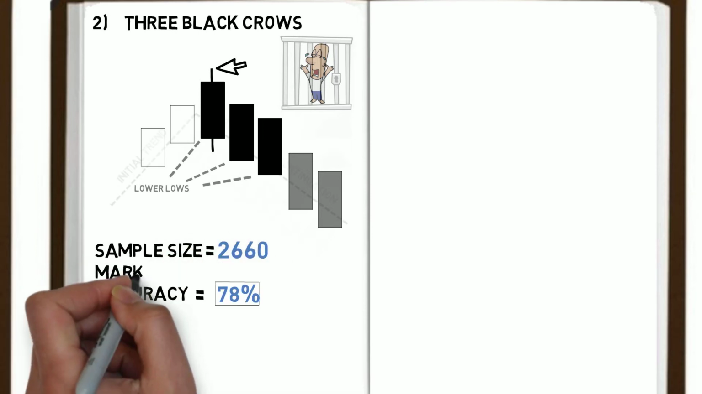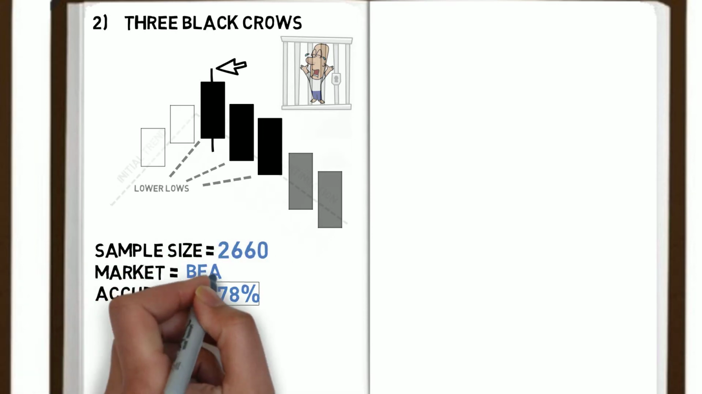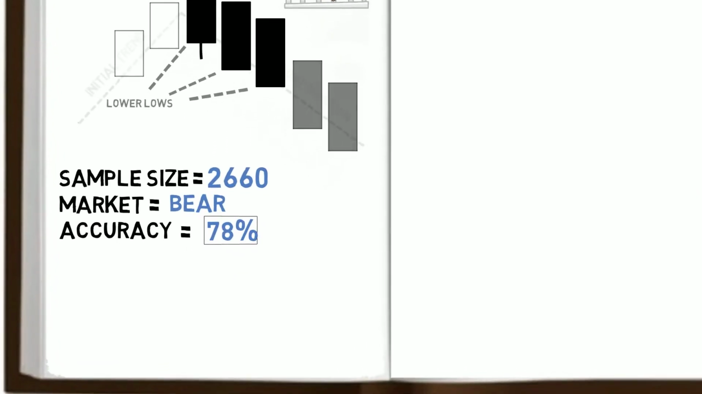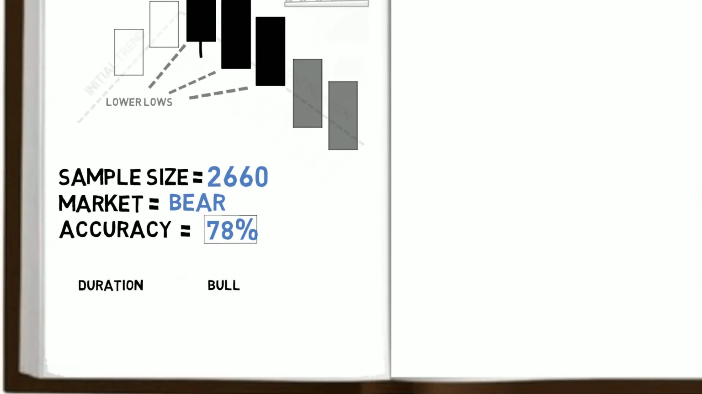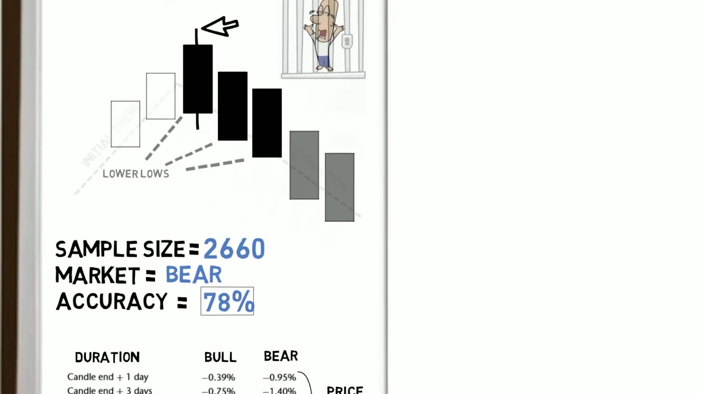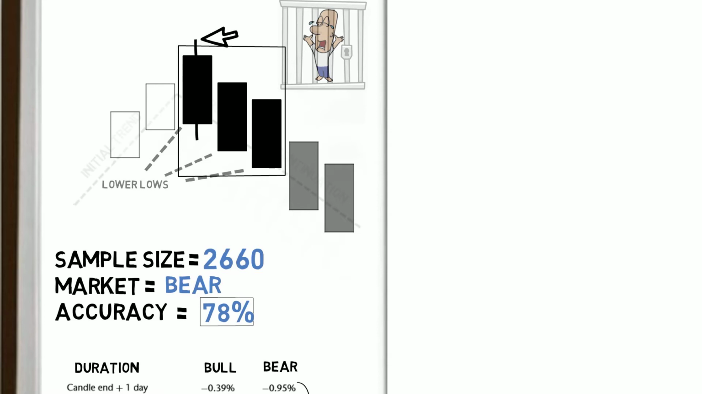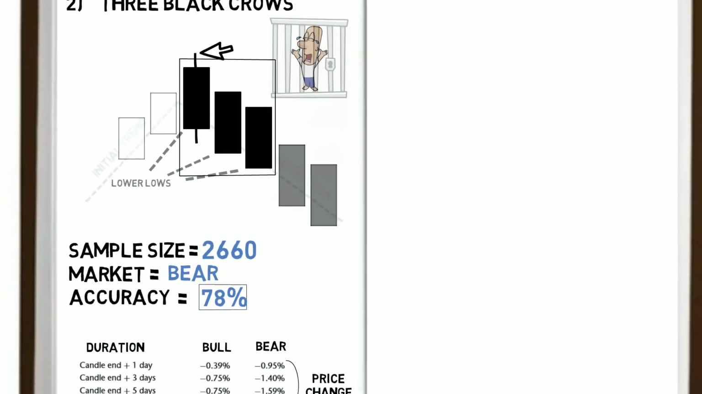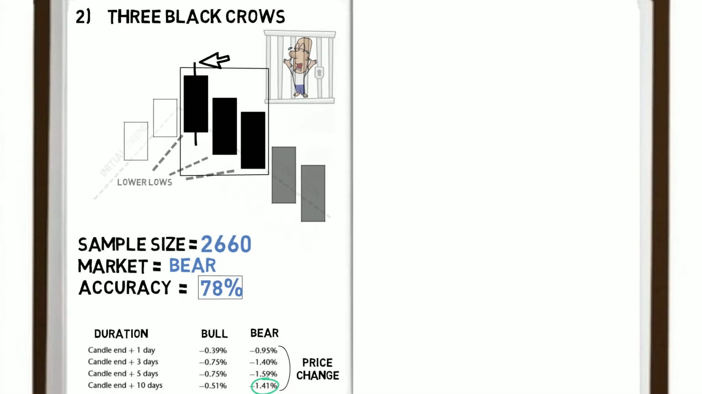2,660 formations were found, of which a bear market provided the best environment. The table here shows that over a 10-day period, the price changed 1.41% after the completion of the 3 black crows. Not a huge percentage decline, but with 2,660 opportunities and a 78% accuracy rate, the compounding effect would be very significant.